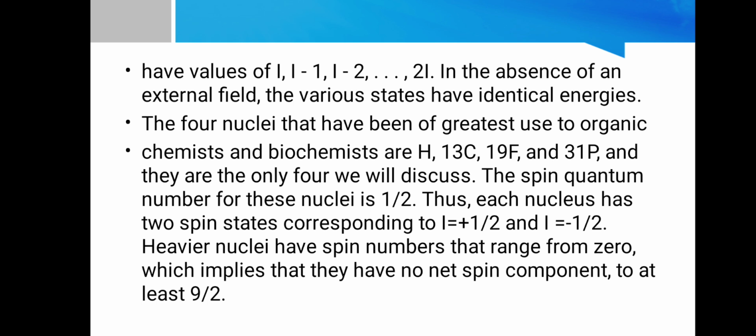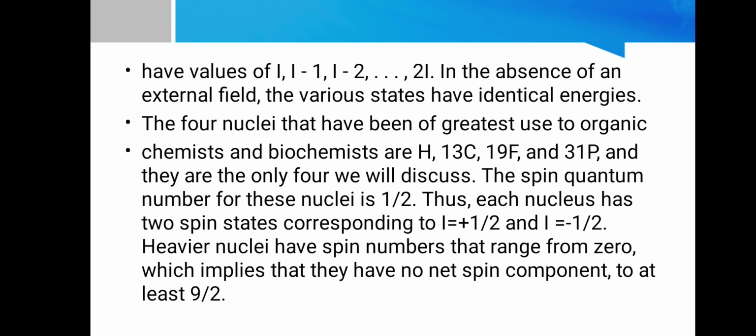The four nuclei that have been of the greatest use to organic chemists and biochemists are hydrogen, 13C, 19F, and 31P, and they are the only four we will discuss. The spin quantum number for these nuclei is 1/2. Thus each nucleus has two states corresponding to I equal to plus 1/2 and I equal to minus 1/2.